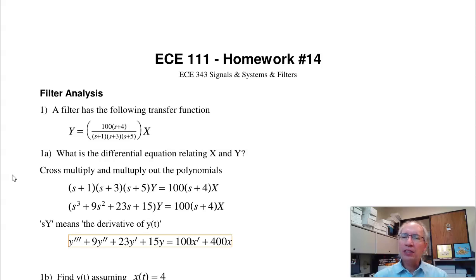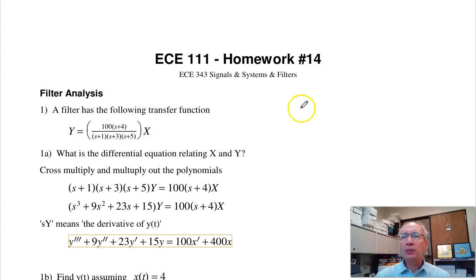You've got analysis and design with filters. With analysis, you know what the input is, find the output. With design, you know what the filter's gain versus frequency should look like. Come up with a filter. Start out with analysis. If I have a transfer function relating x and y, this represents a differential equation.